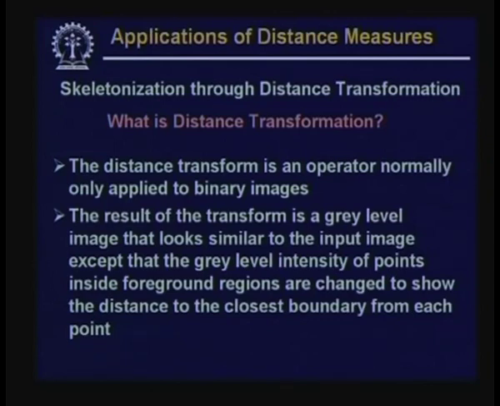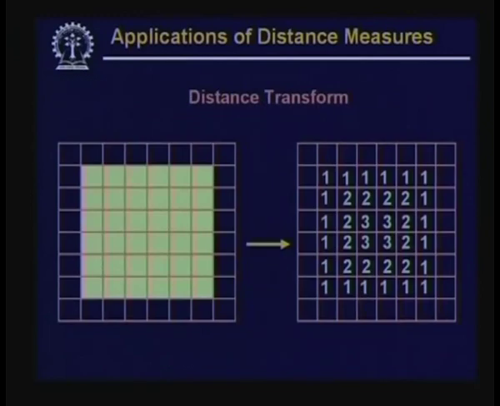So, by applying distance transformation, what we get is an image where the shape is similar to the input binary image, but in this case the image will not be binary. It will be a gray level image, where the gray level intensity of points inside the foreground region are changed to show the distance of that point from the closest boundary point.